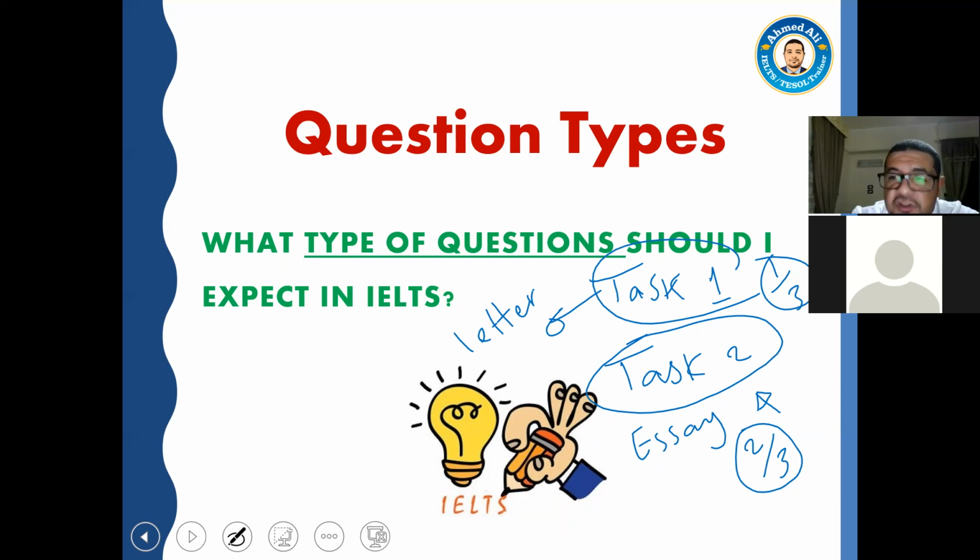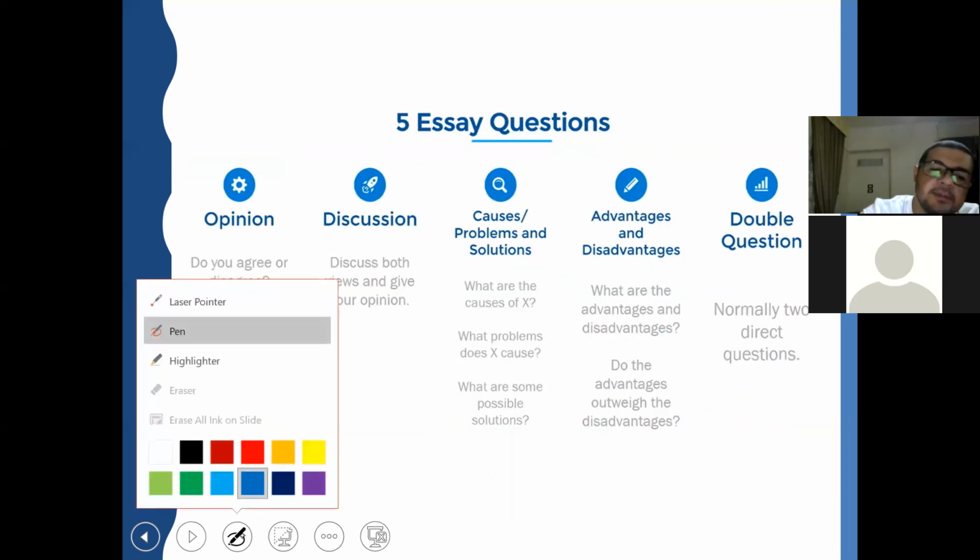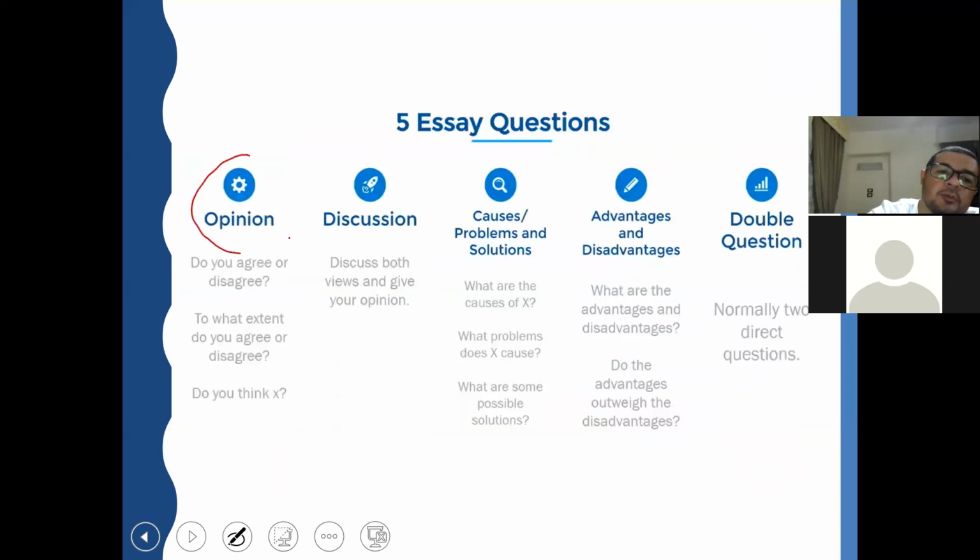Most of what we're going to focus on in this course is on task 2, writing the essay, because this is in common between the general and academic, in addition to the fact that it has 2/3 of your score. So like 70% of your score is on task 2, and just like 33% is on task 1. Usually there are 5 types of questions in IELTS essays. Type number 1, and this is the most common, is the opinion essay.